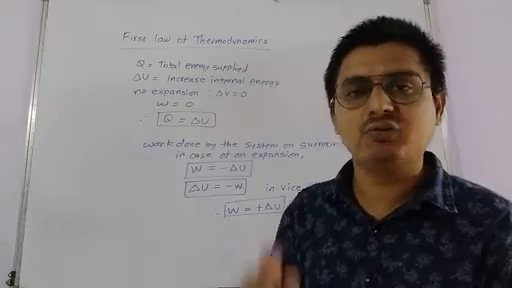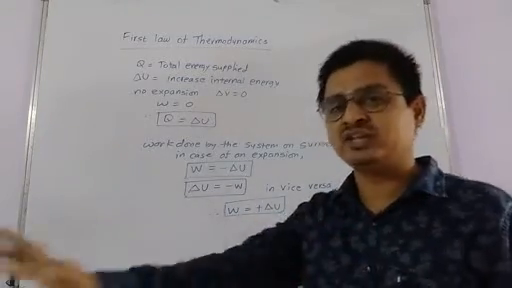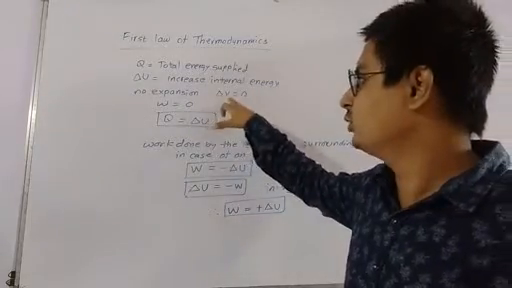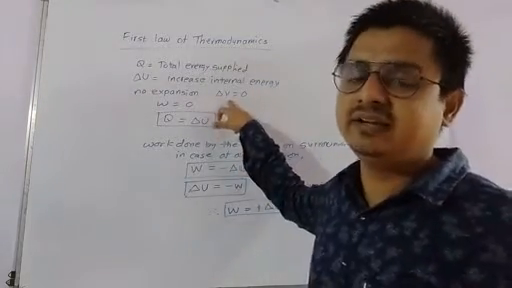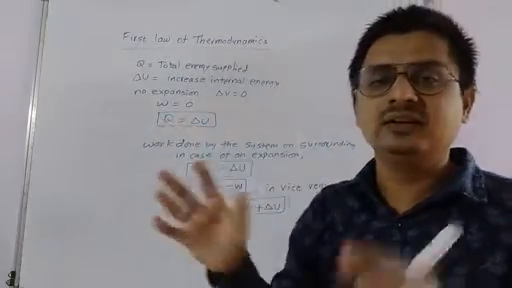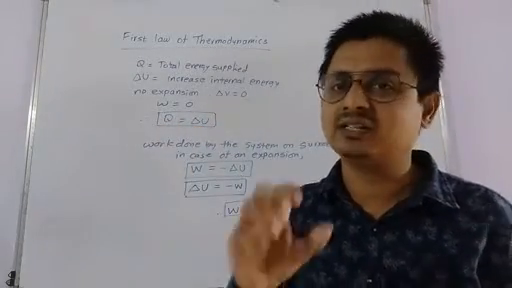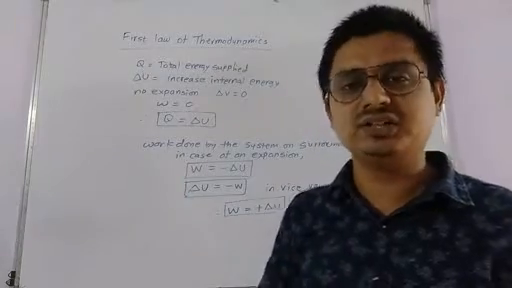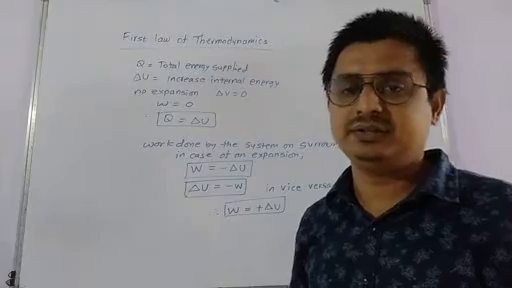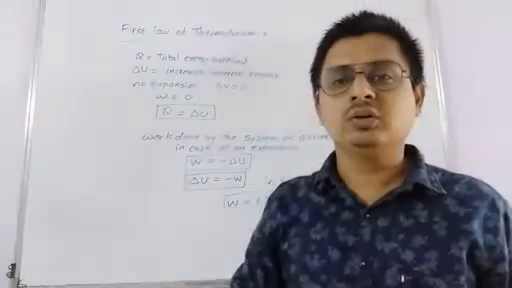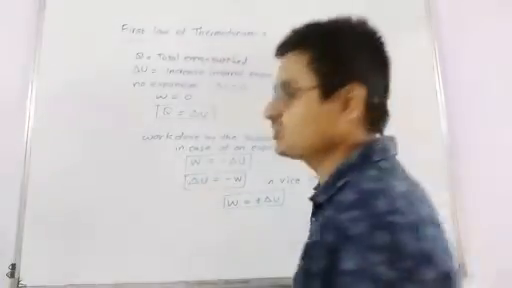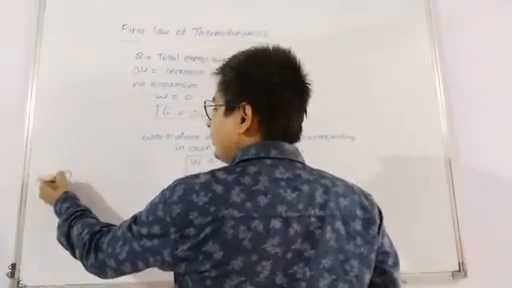When the work is zero, when will work be zero? When there is no expansion of a gas. During no expansion, W equal to 0 because delta V, that is the change in volume, equal to 0. Therefore, whatever the amount of heat supplied, that is completely used to increase its internal energy. So Q is equal to delta U.